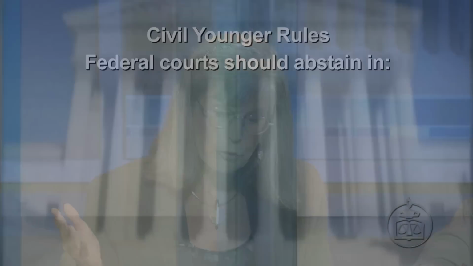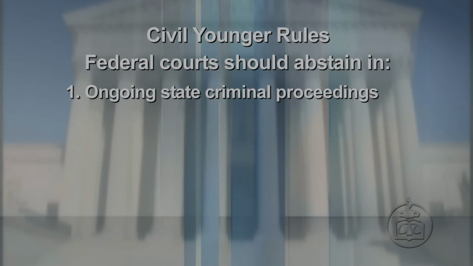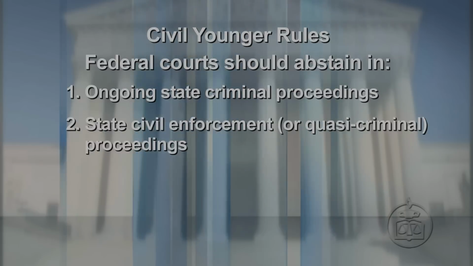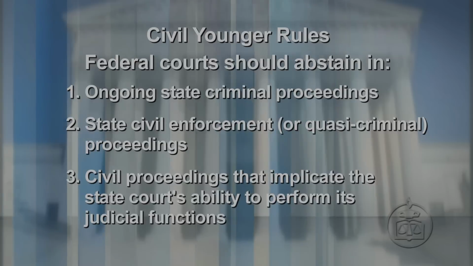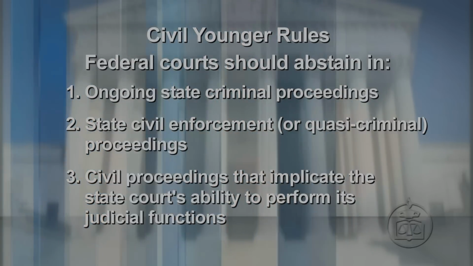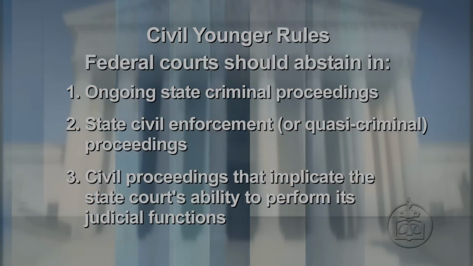Well, the Court says here that federal courts should abstain under Younger in only three kinds of exceptional cases. First are ongoing state criminal proceedings. The second are state civil enforcement proceedings, quasi-criminal proceedings. And the third are civil proceedings that implicate the state's ability to perform its judicial functions. And how does that apply to the facts in the Sprint case?